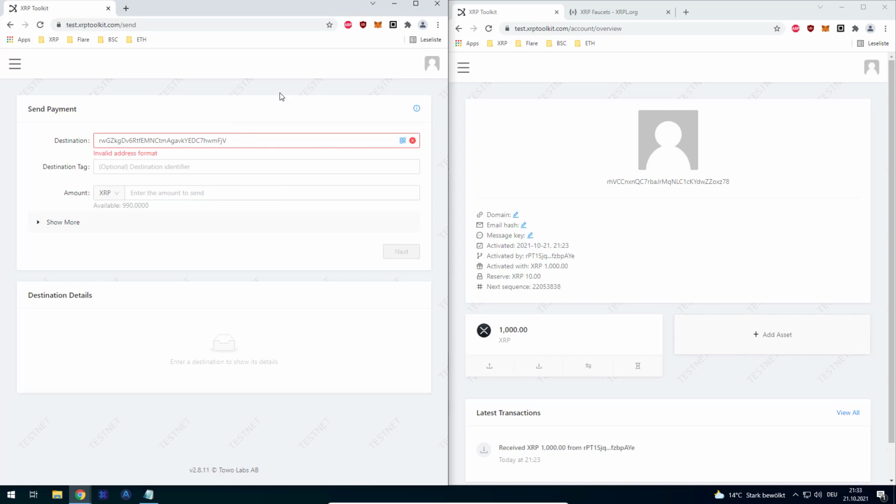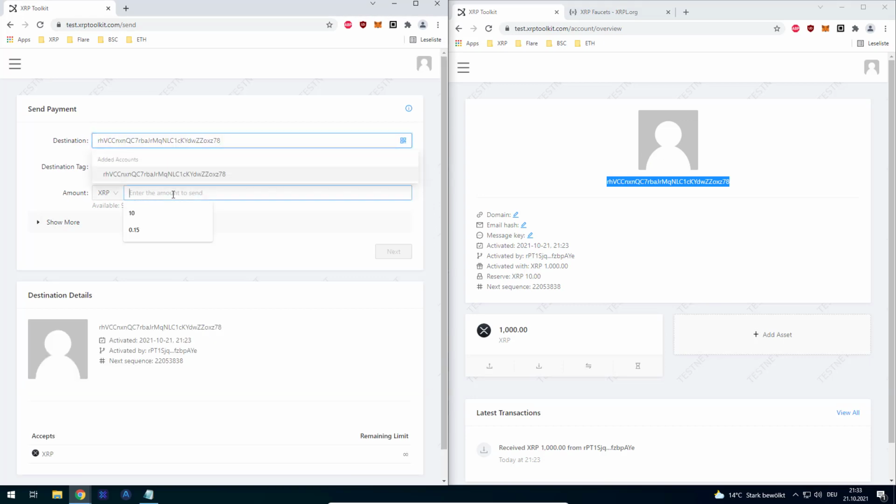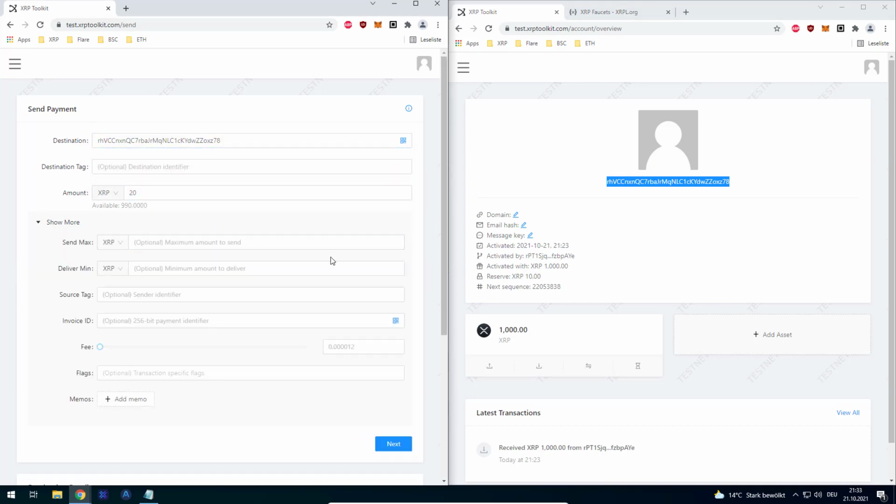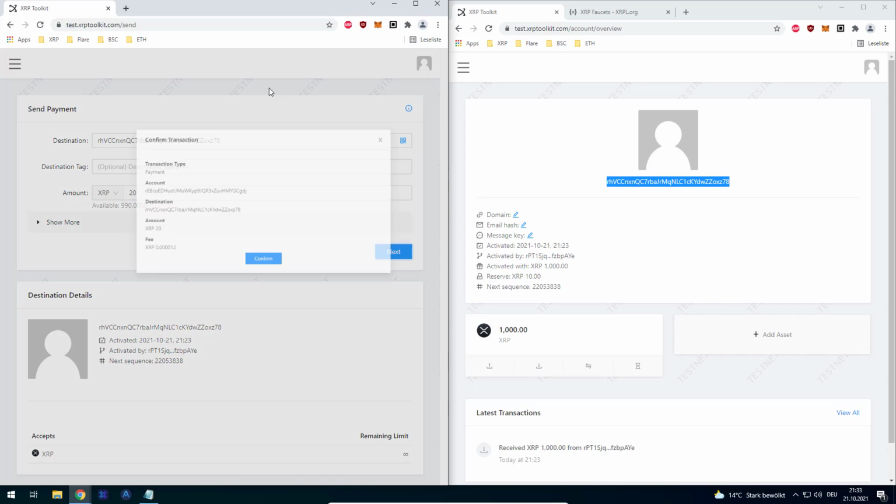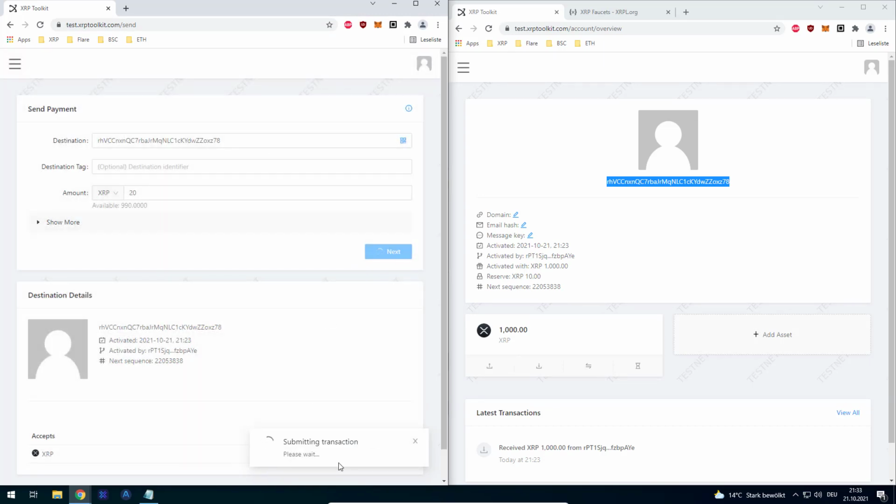All right, anything else to mention here? Right, so we can also do that now. I'm going to send from this account here some XRP to the other account. That's not activated yet. Oh, it's activated. I'm going to send 20 XRP from this account to the other one. It's confirmed.